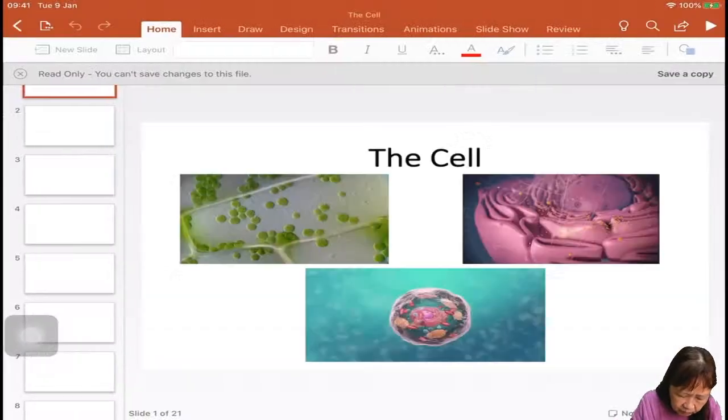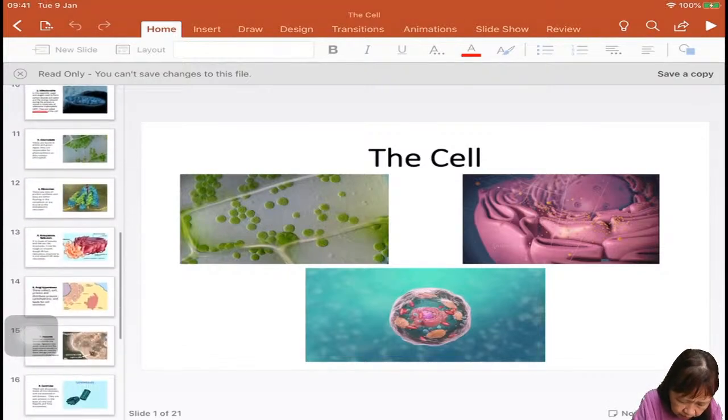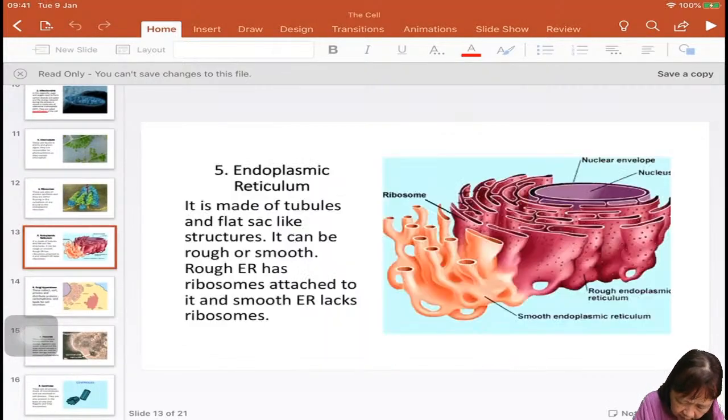So that is the function of the ribosome. It is used to make proteins. Okay, let us move on to the next one.